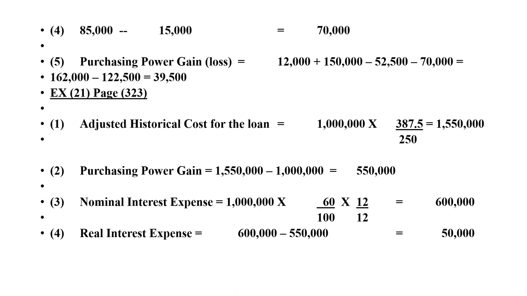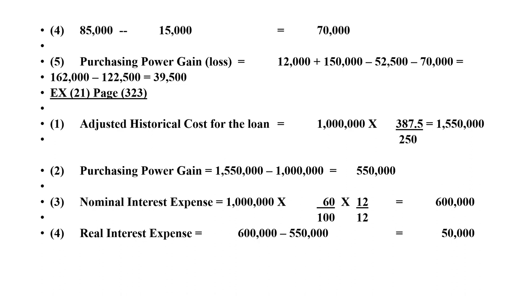Nominal interest expense is interest which will be paid. The exercise says I have a loan of 1,000,000. The interest rate is 60% for 1 year, 12/12. The result is 600,000. Here, looking at it in general, we now have nominal interest expense, the amount we paid, 600,000.